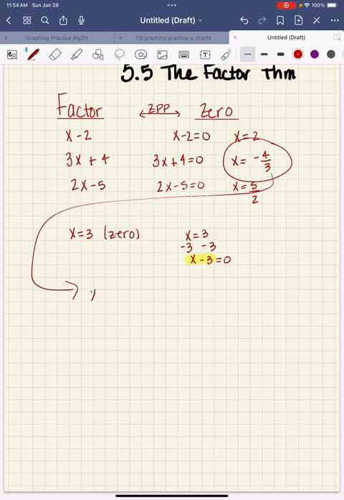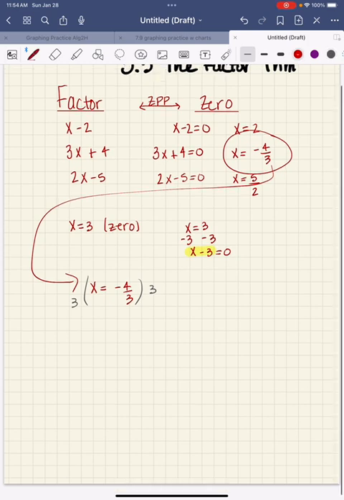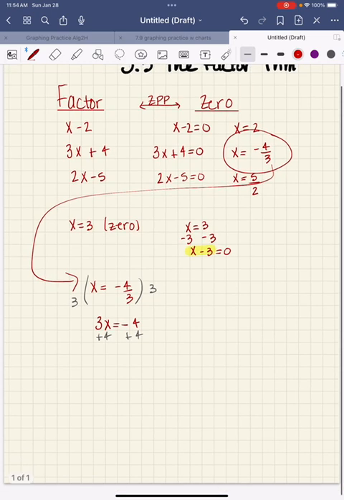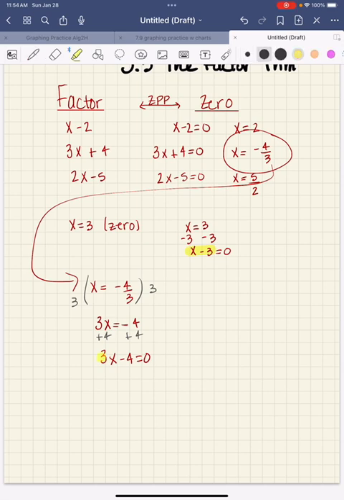So if I tell you x is negative 4/3, to turn that into a factor, you would multiply both sides by 3. And then you would add 4. And that is how you would turn a 0 into a factor. So the factor would be 3x minus 4.